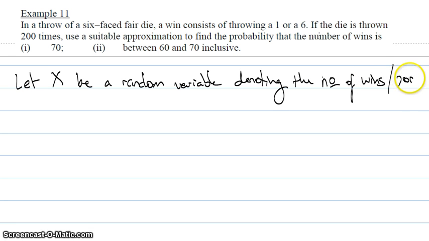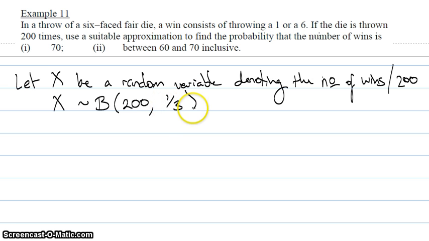Out of 200. Right? So then I can say that X is binomially distributed and there are 200 trials, and the probability of success, throwing a 1 or a 6, is exactly 1 over 3. So I have to use a suitable approximation. So n equals 200, p equals 1/3.